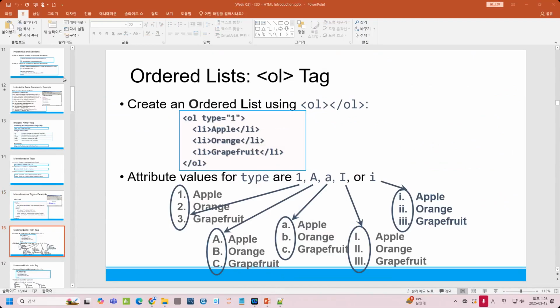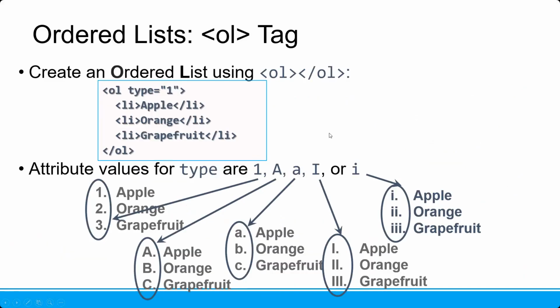The other things that we can learn are about lists. So a list in HTML is like a list in a word processor. We want to make an ordered or unordered list. For example, this is an ordered list. We call it OL. OL means ordered list, and this is with the angle brackets, the starting tag and the ending tag.